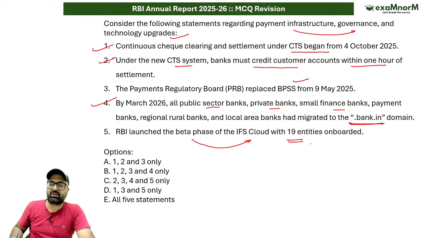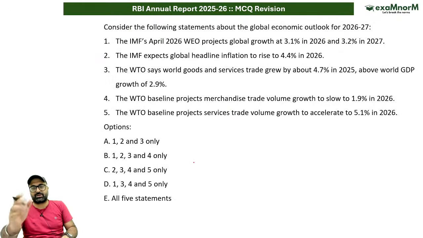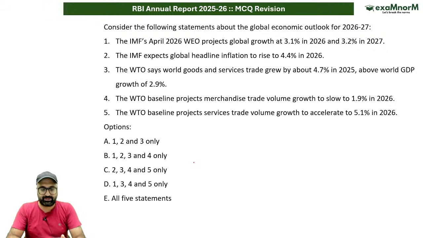This is wrong, sir. The entities which are onboarded are 9. So the answer to this particular question is going to be B option. ठीक है जी, clear है? अगला question पढ़ो and try to give me the answer. Read the next question and try to give me the answer.